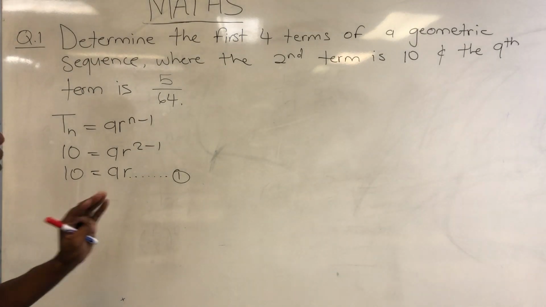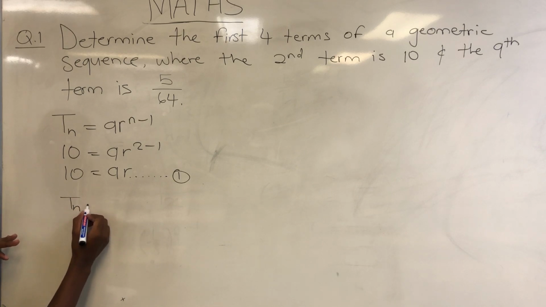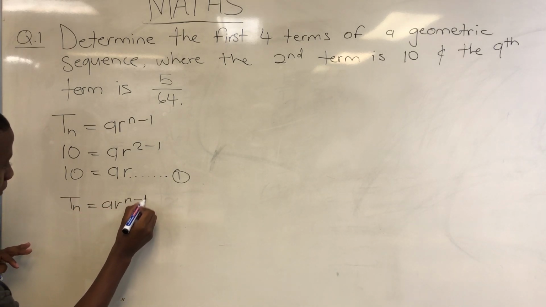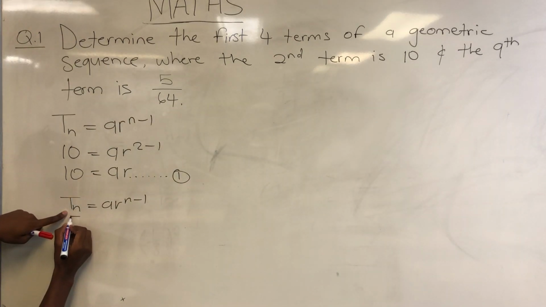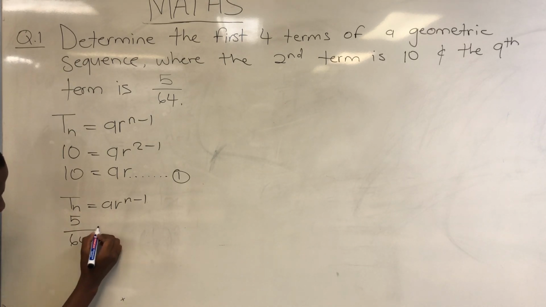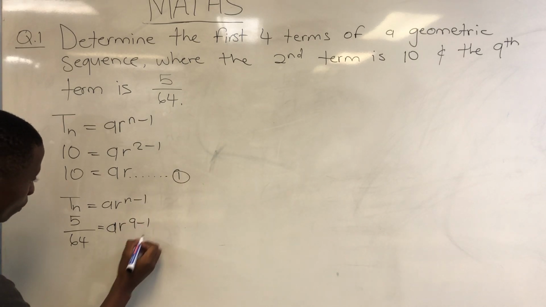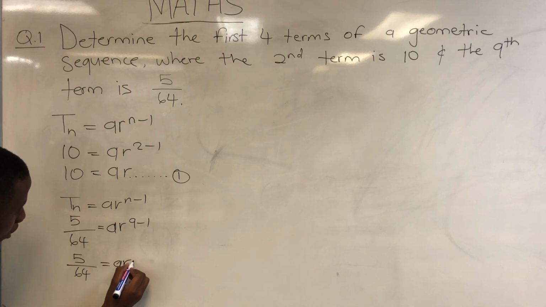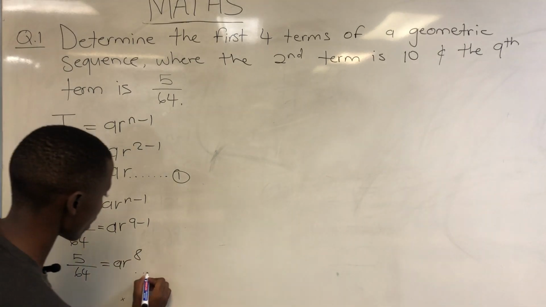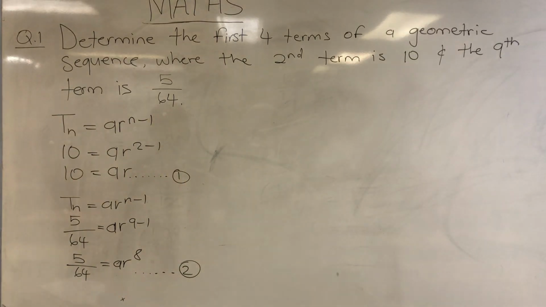Let's formulate equation 2 right now. Tn is equal to AR to the power of n minus 1. So Tn is equal to 5 over 64, which will be equal to AR to the power of the ninth term, 9 minus 1, which is equal to 8. Therefore, this equation will look like this: AR to the power of 8. This is going to be our equation 2, guys, okay?